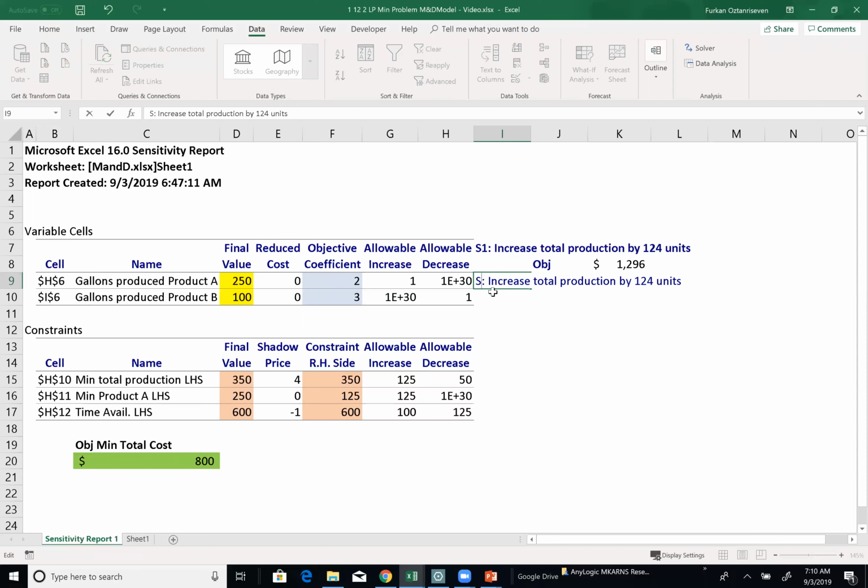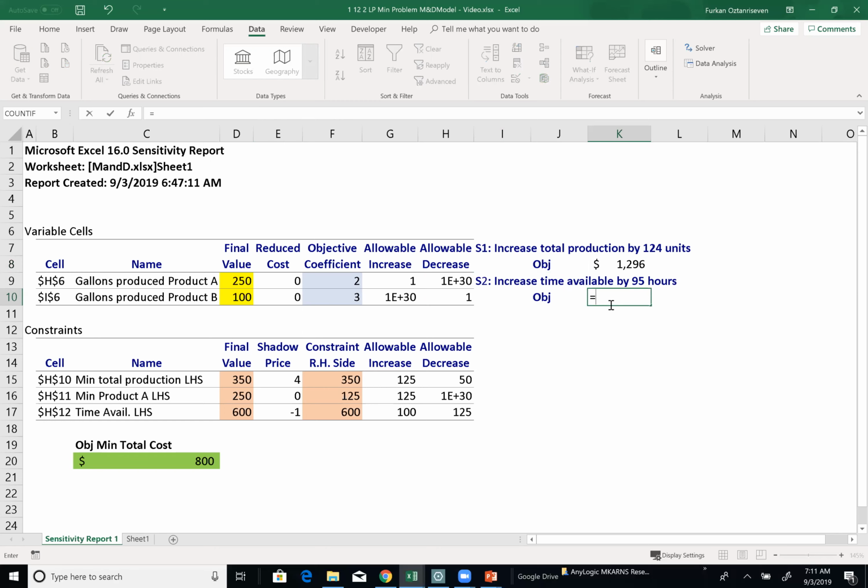This time I would like to increase time available by, let's say, up to 100 units. So let's go with 95 hours, something less than 195 hours. If I do that, now I can calculate my objective function again without running the model. So if it was an exam question, you could answer this question easily.